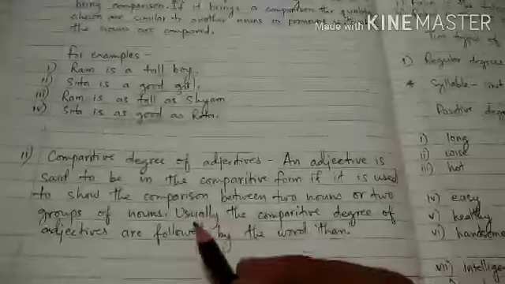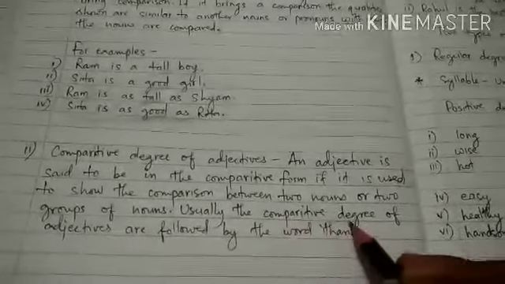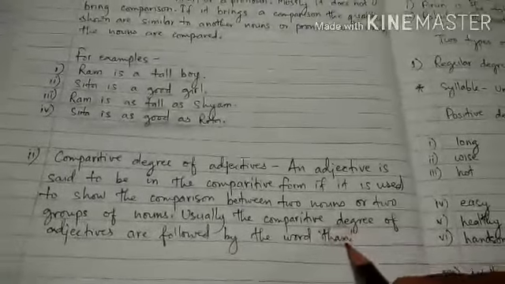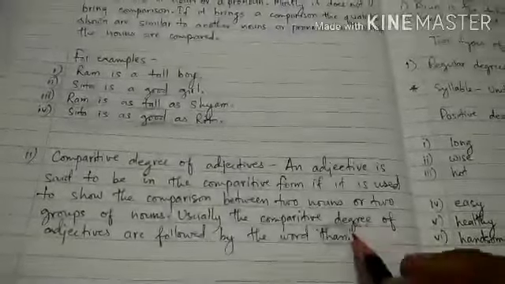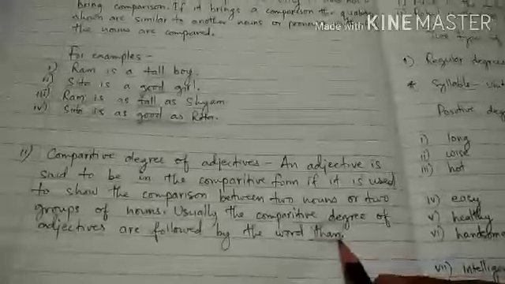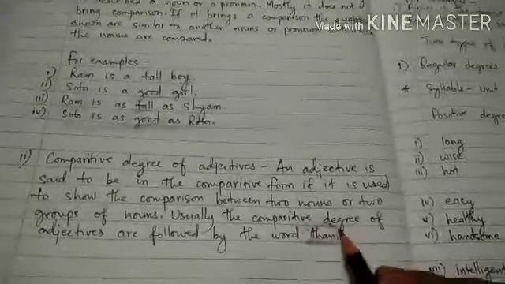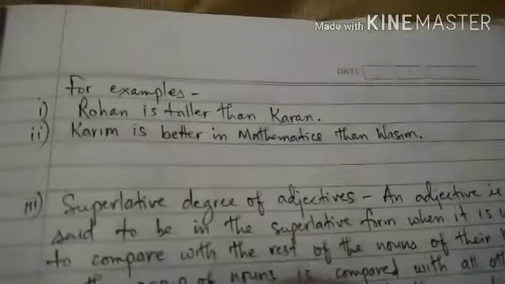Understood? Usually the comparative degree of adjectives are followed by the word than. So whenever we use comparative degrees of adjectives, usually after that adjective the word than is used. Understood? Let us see in examples.